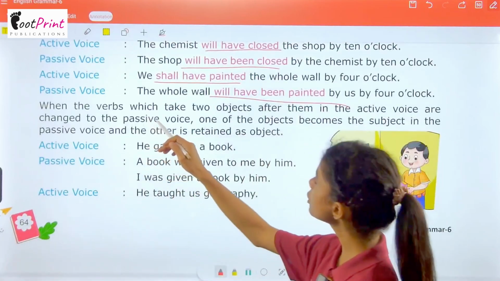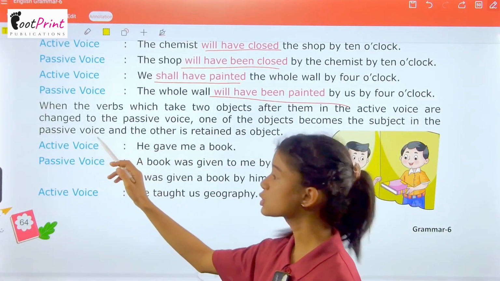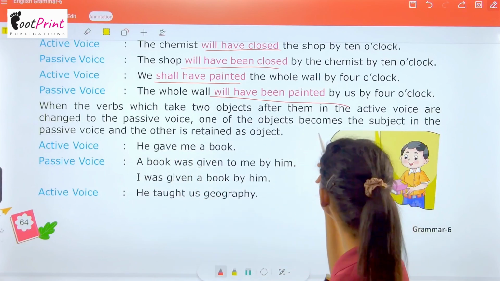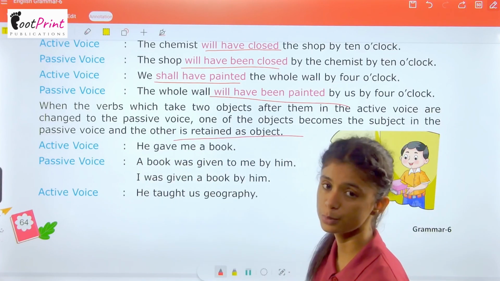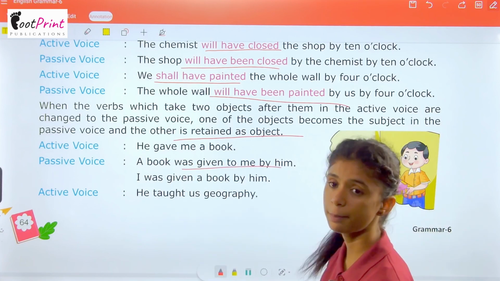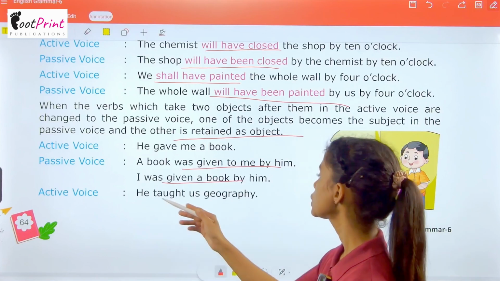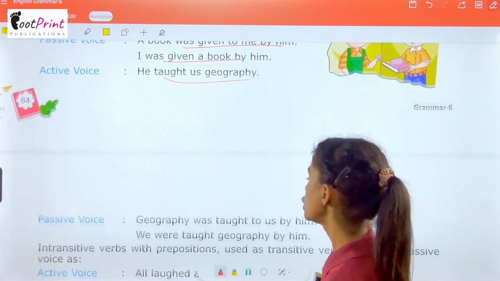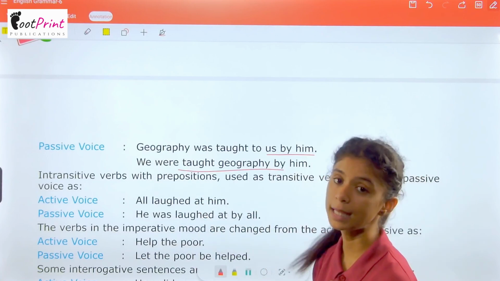Now, when the verbs which take two objects after them in the active voice are changed to the passive voice, one of the objects becomes the subject in the passive voice and the other is retained object. Let's see how. He gave me a book. A book was given to me by him, or I was given a book by him. He taught us geography. Geography was taught to us by him, or we were taught geography by him.